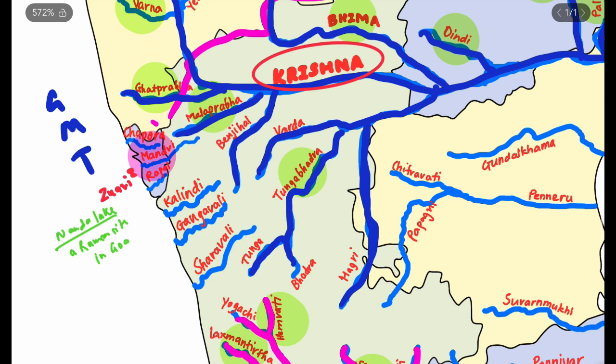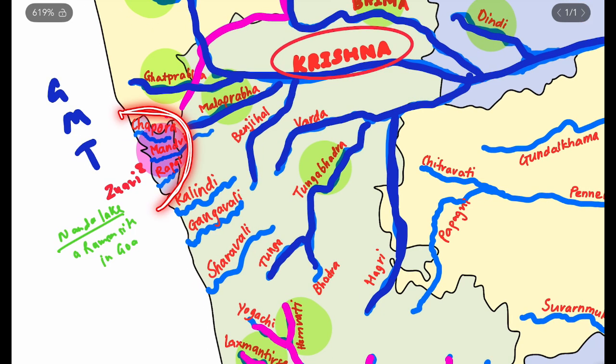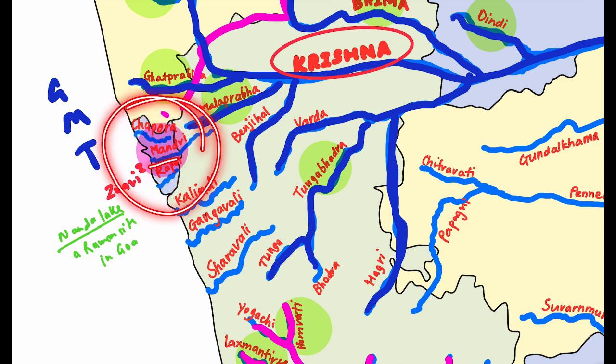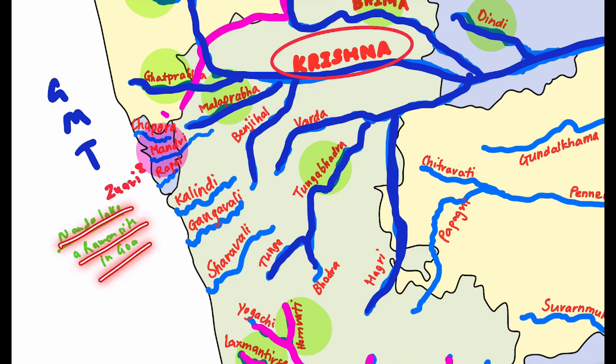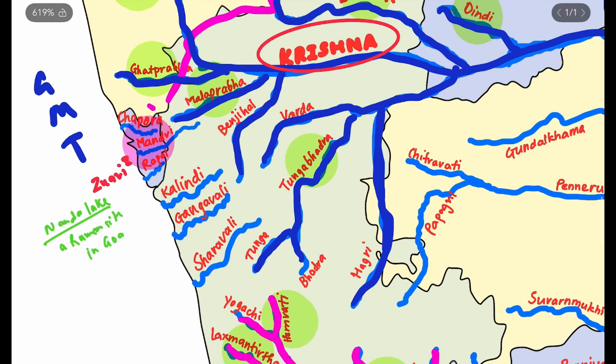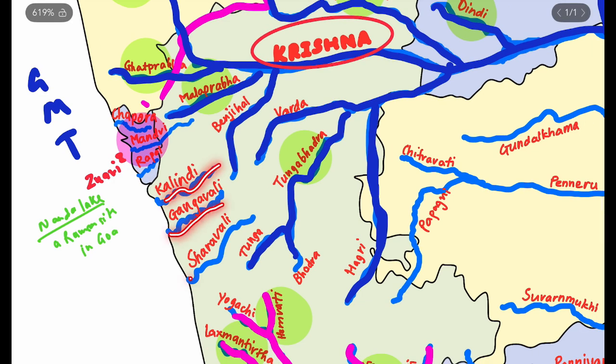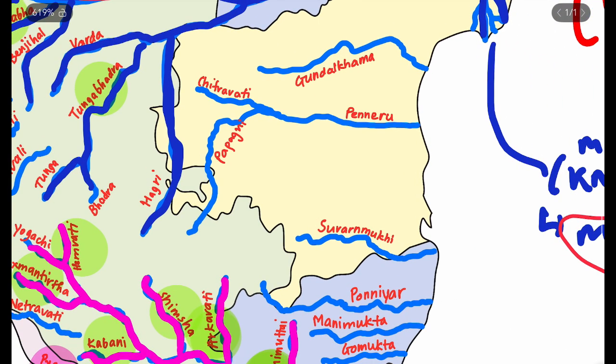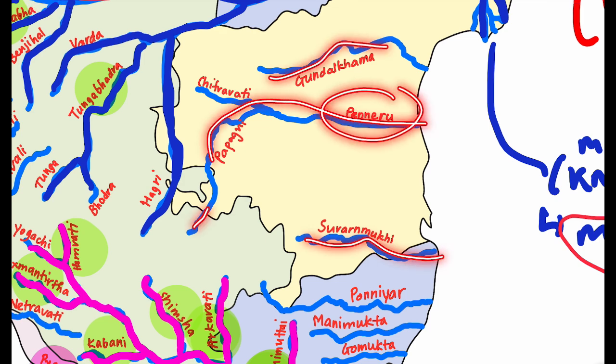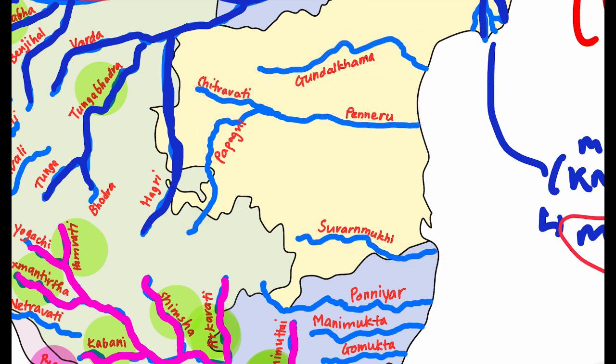Now these are some small rivers. This is Goa. Goa has Chopari, Mandvi, Roper, Zuari. All these rivers are in Goa. Okay. Nanda Lake is a Ramsar site in Goa. We have to know that. Nanda Lake is in where? Goa, which is a Ramsar site. Kalindi, Gangavali, Sharwali. So these are all small rivers. This is what Swarnamukhi, Penneru, Gundalkama, Chitravati, Pennoru. So Penneru is in Andhra Pradesh. Okay.